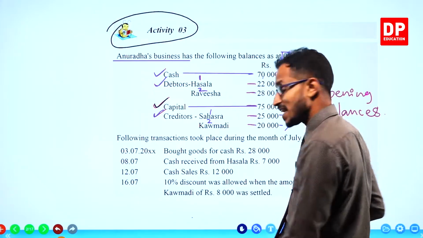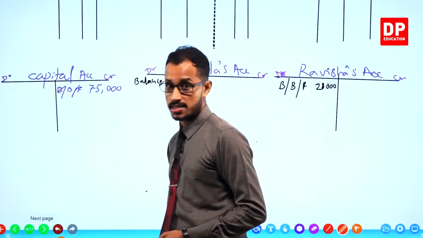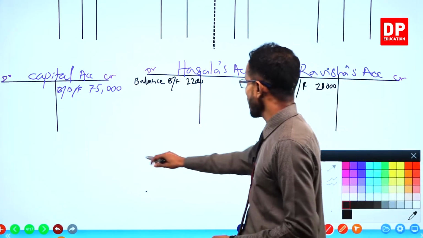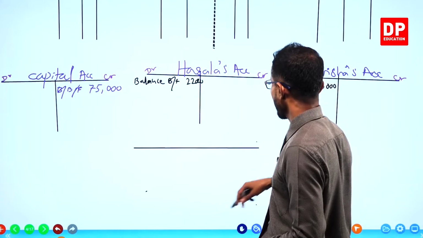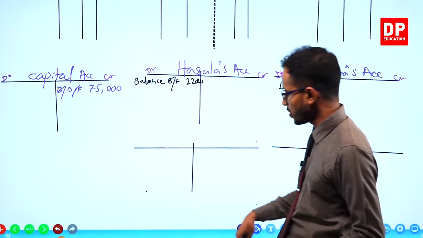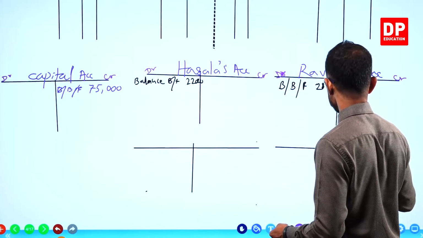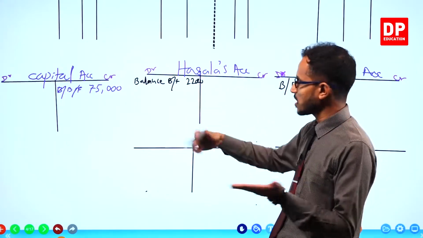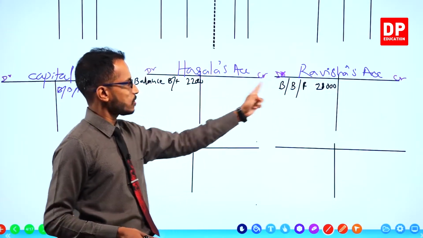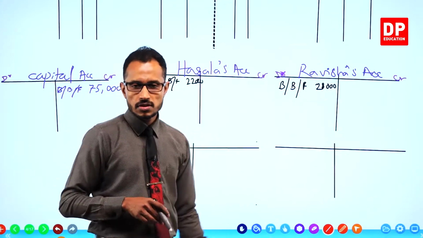Remember, creditors are liabilities and liability accounts usually have their balance in the credit side. In other words, creditors are liabilities and creditors accounts normally have their balances in the credit side. Opposite of debtors accounts. Debtors accounts have the balance in the debit side, but creditors accounts should have the balances in the credit side.